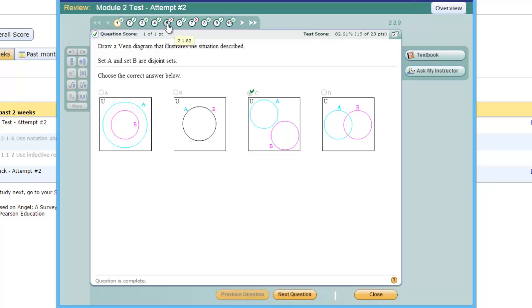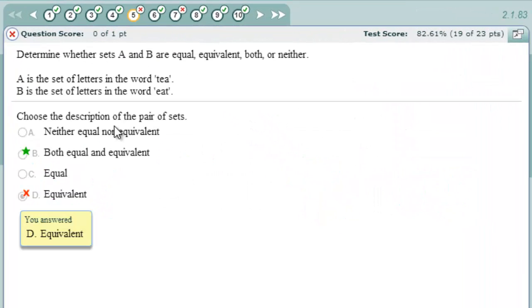So let me check and see, what did I miss on number five? It says determine whether sets A and B are equal, equivalent, both, or neither. A is a set of letters in the word tea. B is a set of letters in the word eat. It looks like I answered equivalent, but the correct answer is both equal and equivalent.